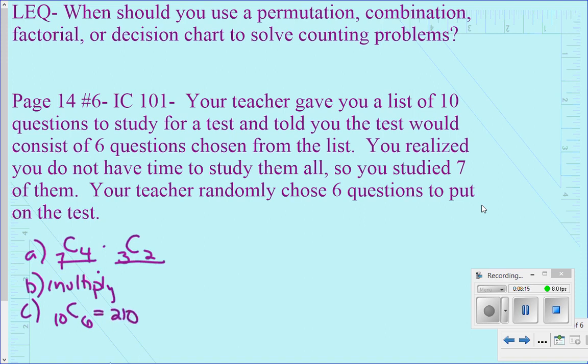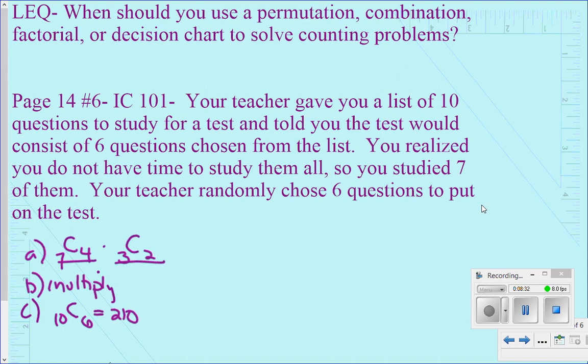By the way, I did explain today how to type the combinations and permutations in the calculator. So if you weren't in class, have a friend show you, or come and see me and I can show you how to input 10C6 into your calculator.